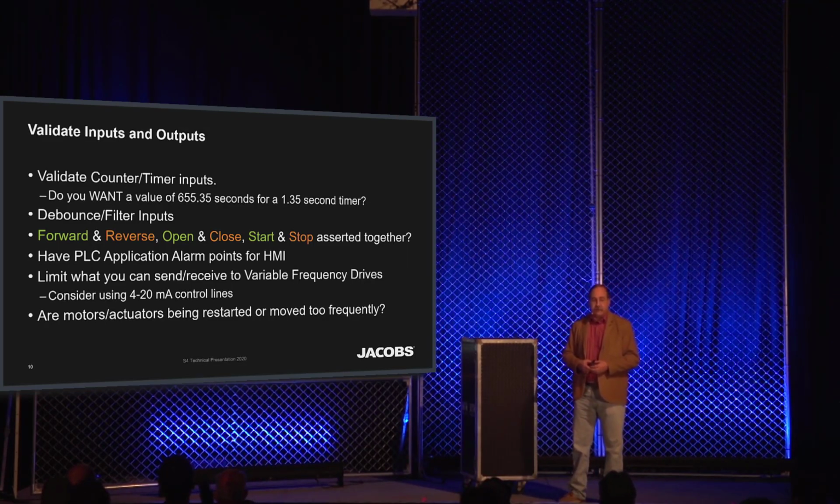You have your PLC application code, and you have alarm points for the HMI to say, hey, I've got a code anomaly of some kind. You really want to add those in. Nobody does. It's not in anybody's specifications. That's why it's not there, but it's something that you need to add in.